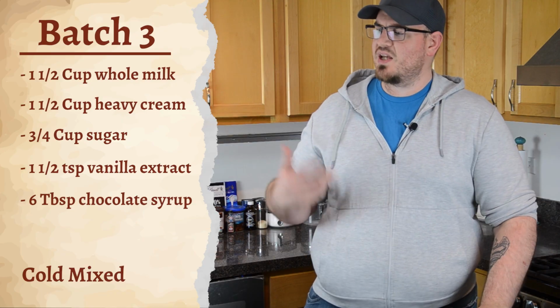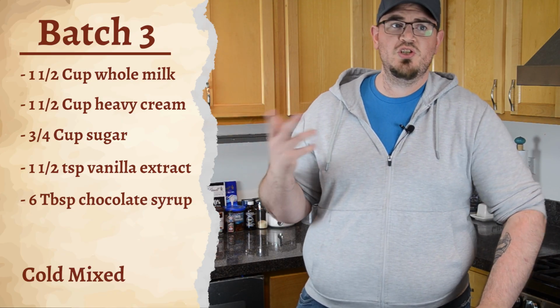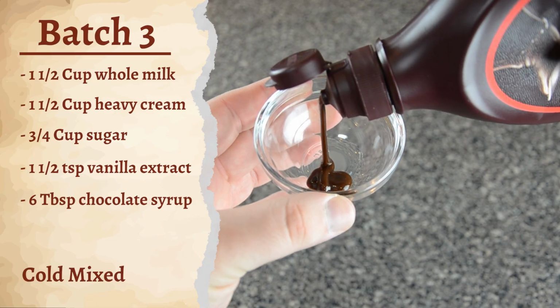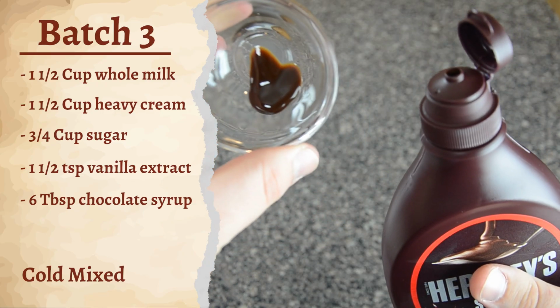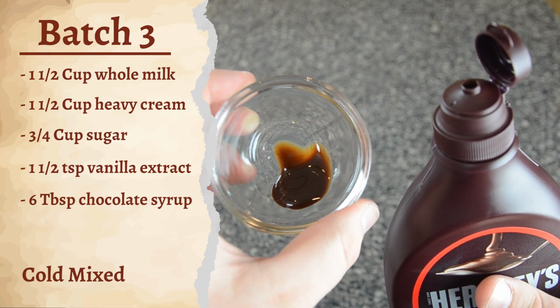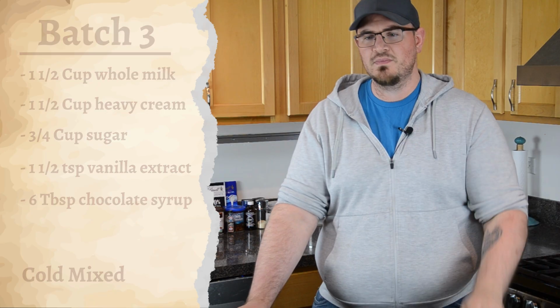Batch number 3 is going to be chocolate syrup. What I'm going to do is take that typical chocolate syrup that you drizzle on top of your ice cream frequently and put it into the mixture. So again, same milk cream ratio. We're adding sugar, vanilla extract, and then that chocolate syrup is going into the mixture.